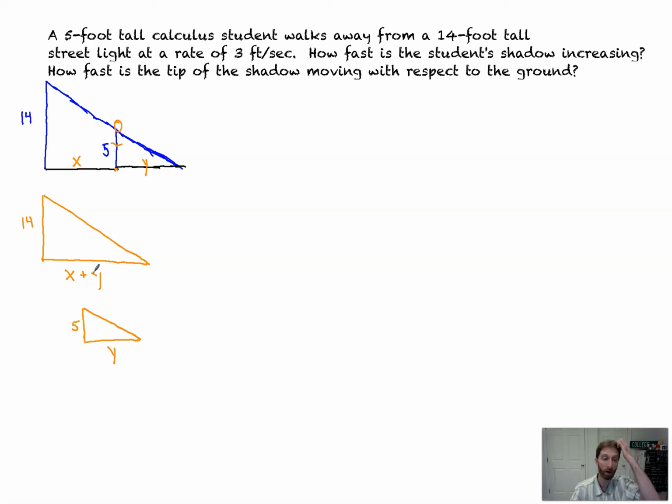Okay, so now from here, what we've got is basically a proportion that we can set up. So you've got 14 to x plus y, 5 to y, and now we can set up a proportion that's going to relate all the variables. A couple different ways we can do this. I'm going to do 14 over 5, the corresponding parts, and then x plus y over y.